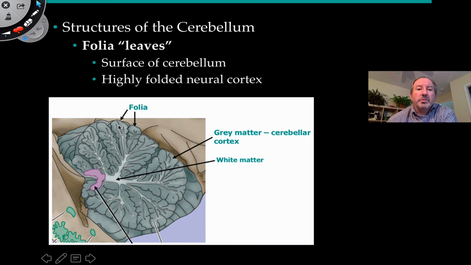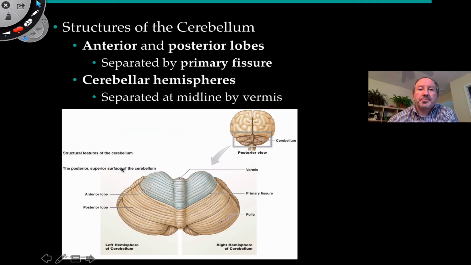It's highly folded and convoluted. And so it's gray matter. So all of this upper cortex, meaning toward the outside, is gray, meaning that there's a lot of soma and neurons located in that particular area. Whereas in the center is more white matter, right in here, which are more myelinated axons, if you will.